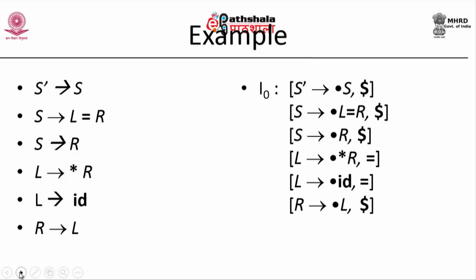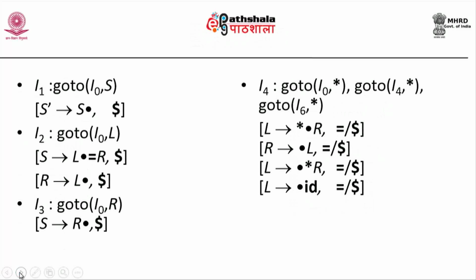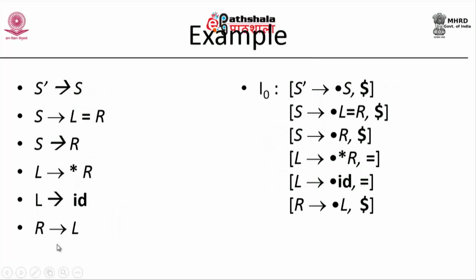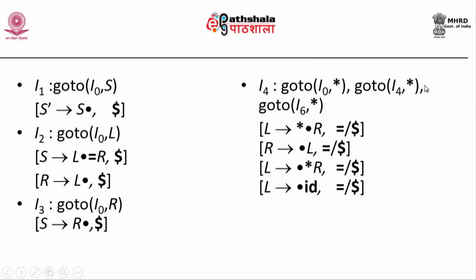So as you could see, which items have been combined. I0 comma star will result in star dot R comma equal to only as a symbol. If I look at I4 comma star, I will have an equal to slash dollar as the symbol, but I am combining them together and calling it I4 only. So in one situation it will have only a dollar, in the other it will have an equal to, but I am combining those two together and calling that equal to slash dollar.